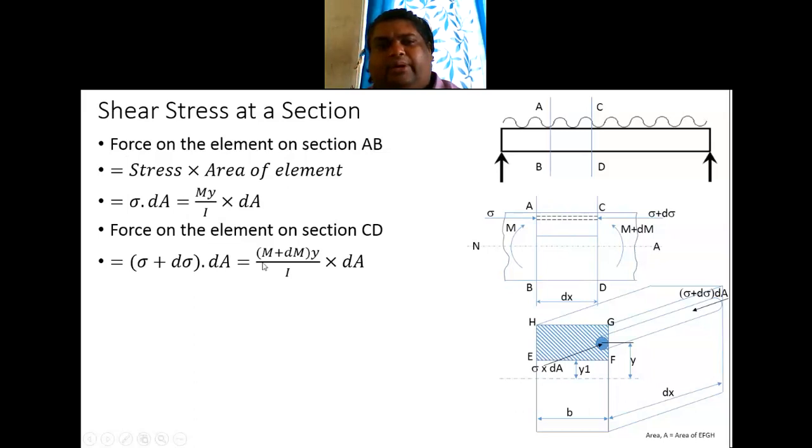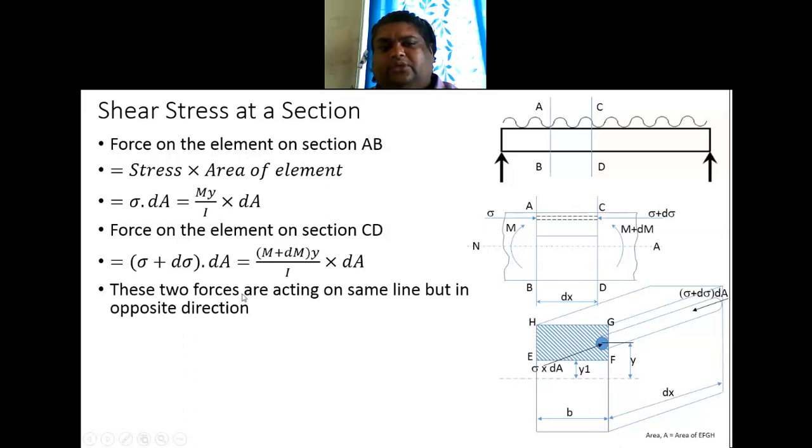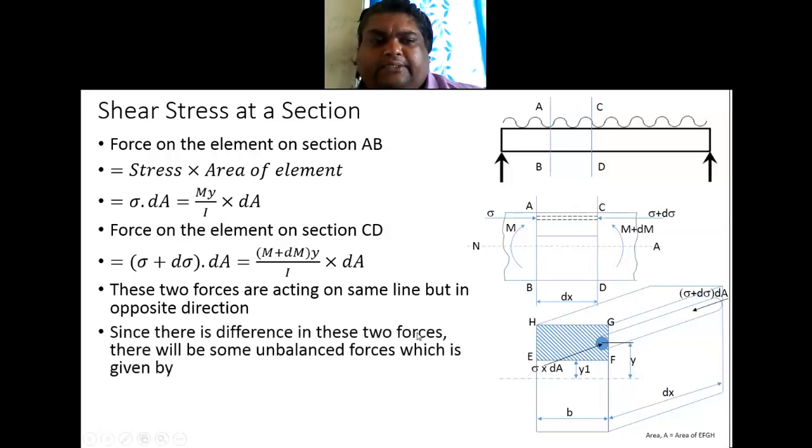Now by looking at this, I can easily say that there is some unbalanced force. You see this, there is sigma here, there is sigma plus d sigma. Here it is sigma dA, here it is (sigma plus d sigma) into dA. So there is some unbalanced force, right? These two forces are acting on the same line, but they are opposite. That is why it is a compressive force, right? They are in opposite directions.